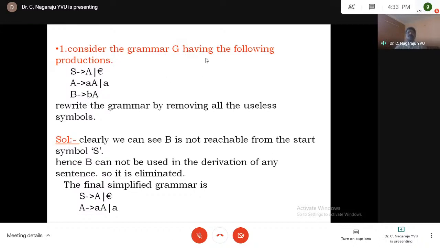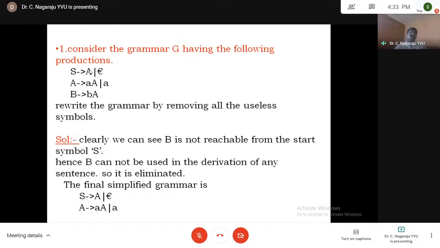But here, what are the useless symbols? What are the useless productions here? When you look at the starting symbol, we use A and epsilon, but A is nowhere related to this one. For example, B is not connected to A, B is not connected to S. So clearly we can see that B is not reachable from the starting symbol.